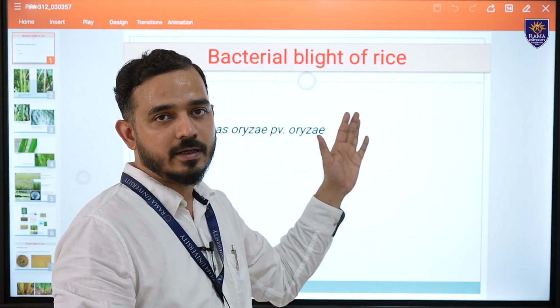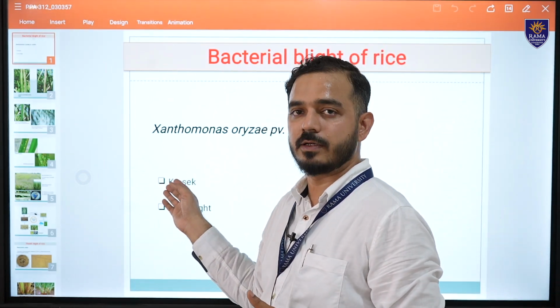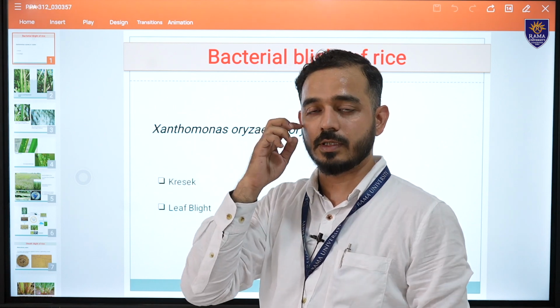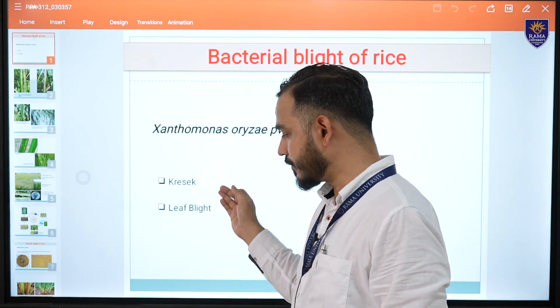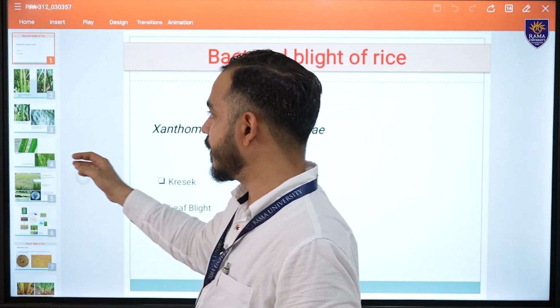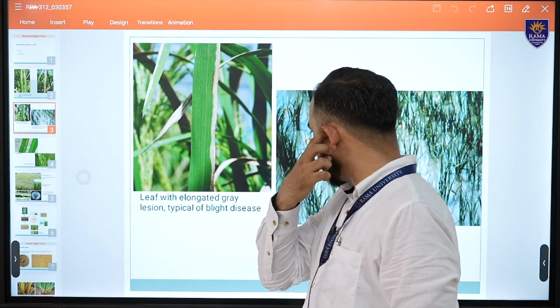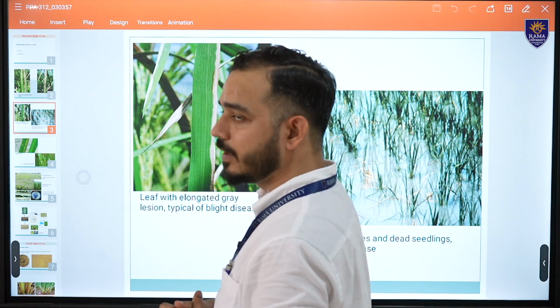The crescent phase attack on the seedling is only related to wilting in the seedling, and it will only be observed after 1 to 3 weeks of transplantation. The second one is observed on the mature plant, which is leaf blight, comprising long gray or yellowish color on the leaf blades.